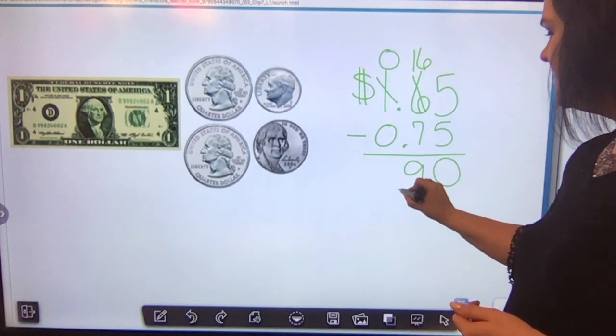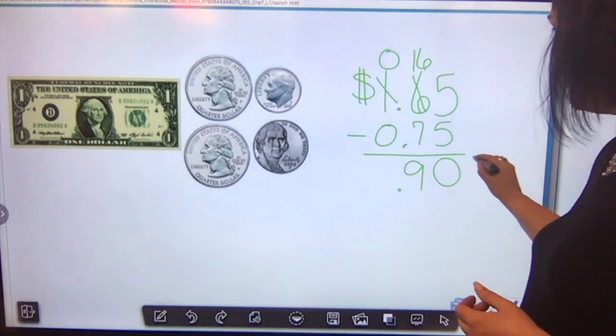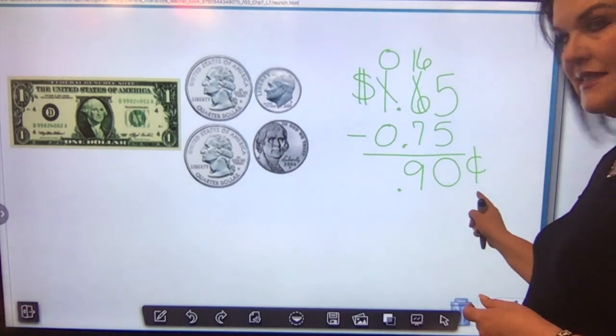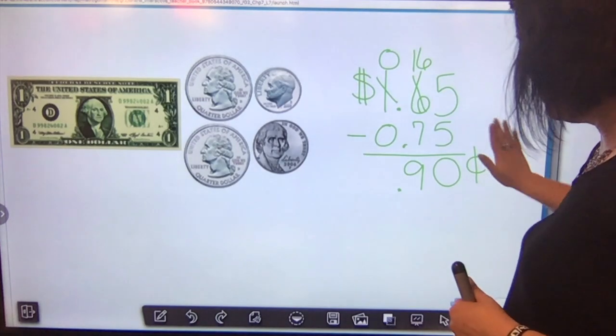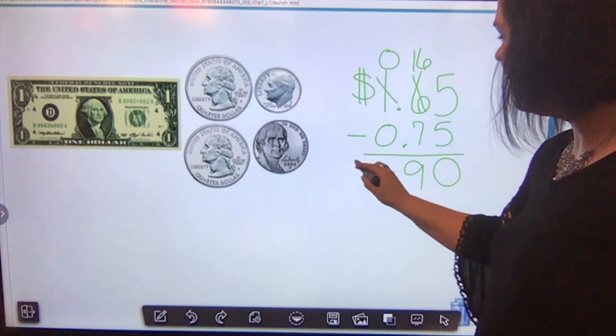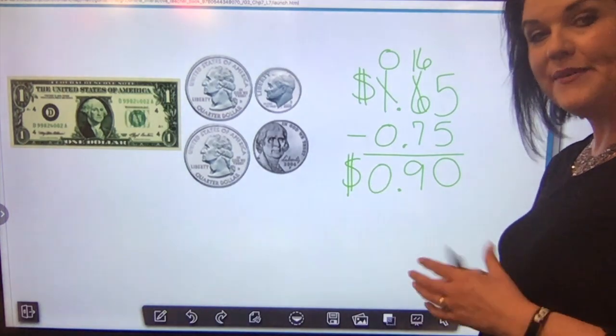So how many cents will she have left? She will have 90 cents. Now we can put 90 cents here, or we can put our 0 there and put our dollar sign. We can do it that way too.